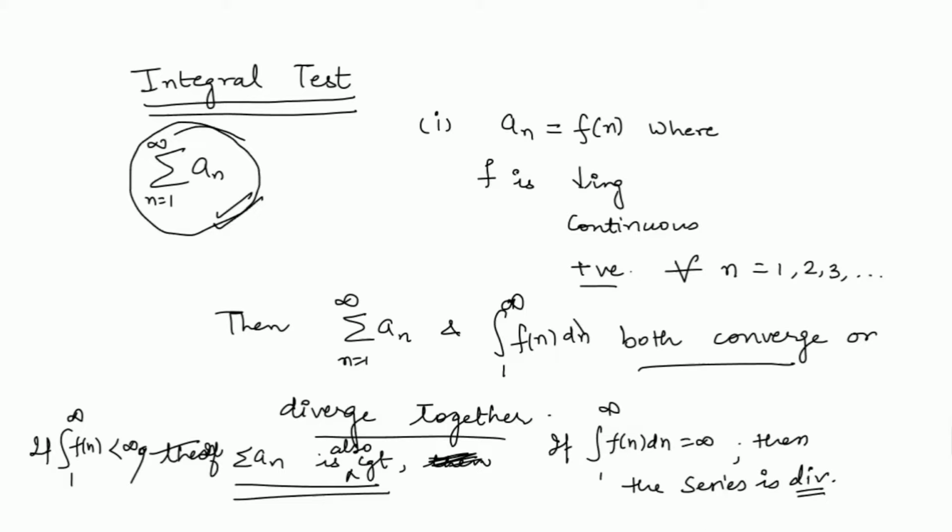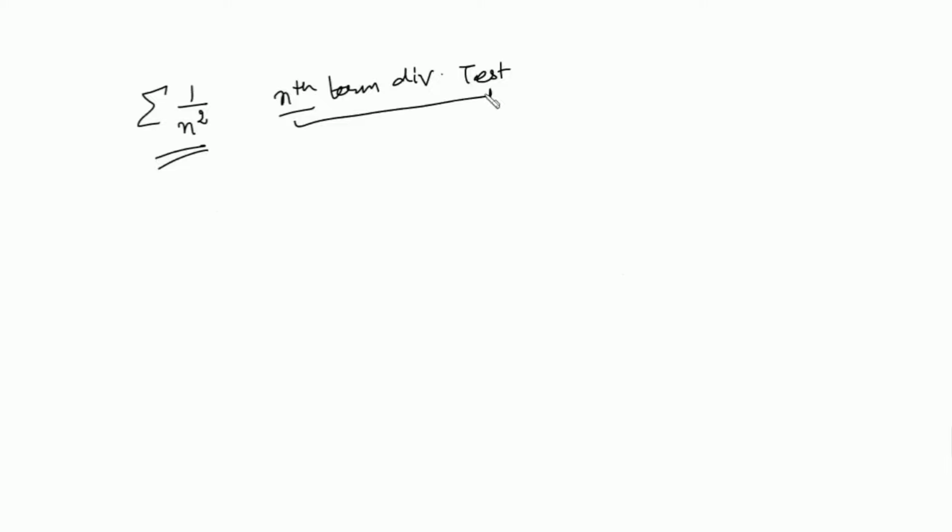Now just see with the help of an example. For example, if you consider a series 1 over n square, we have to check the behavior of this series. This is not a GP, right? And by using the nth term divergence test, the nth term is 1 over n square. When you find the limit of it, it is 0 as n approaches infinity. So in this case, we can't say whether 1 over n square is convergent or not.